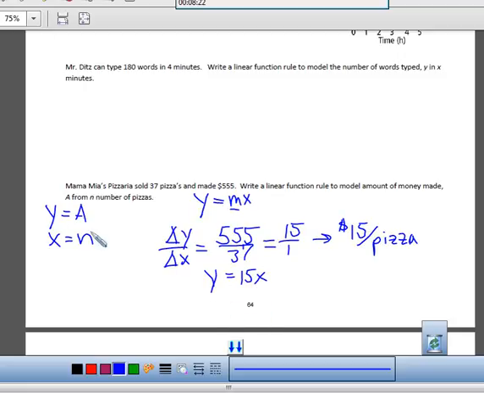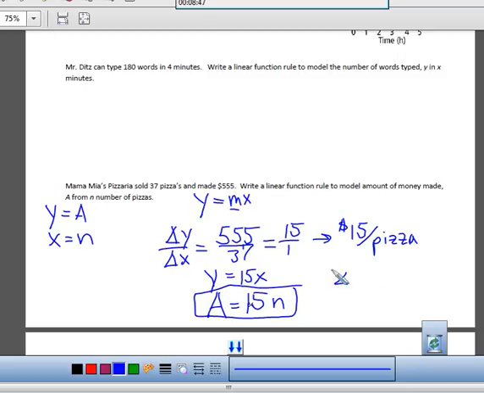But since we defined our variables, we're going to replace y with A, we're going to replace x with lowercase n, and there is your final answer. If you left it y equals 15x, I wouldn't take any points away, but I would let you know you should use the variables that they give you.